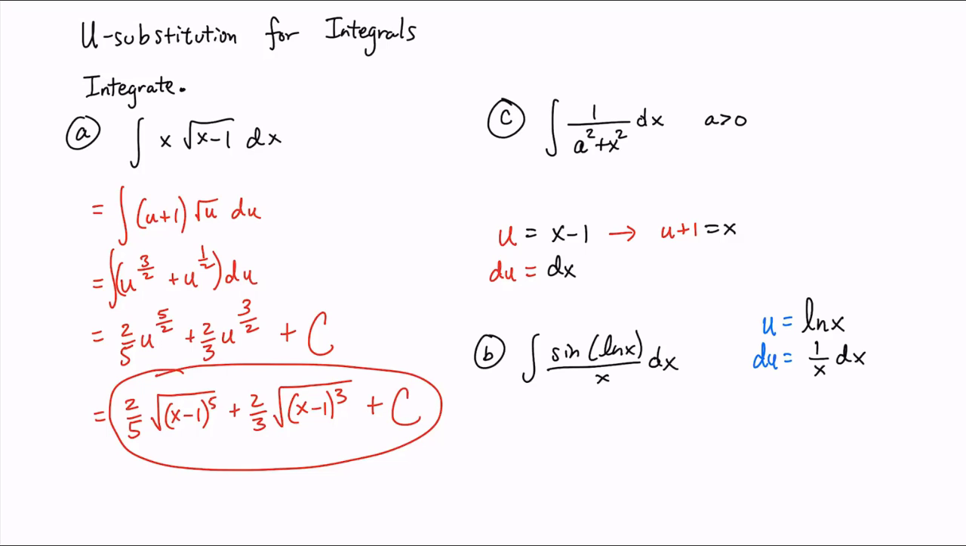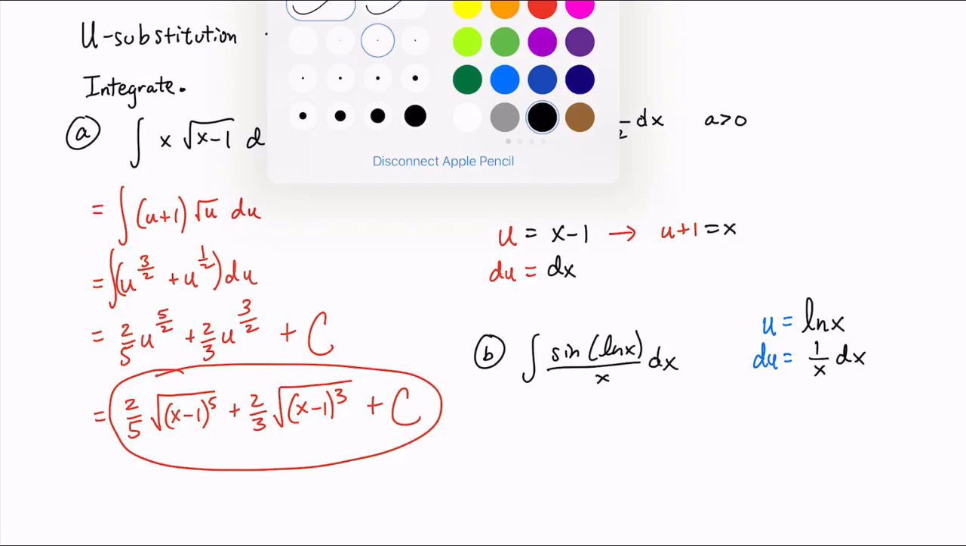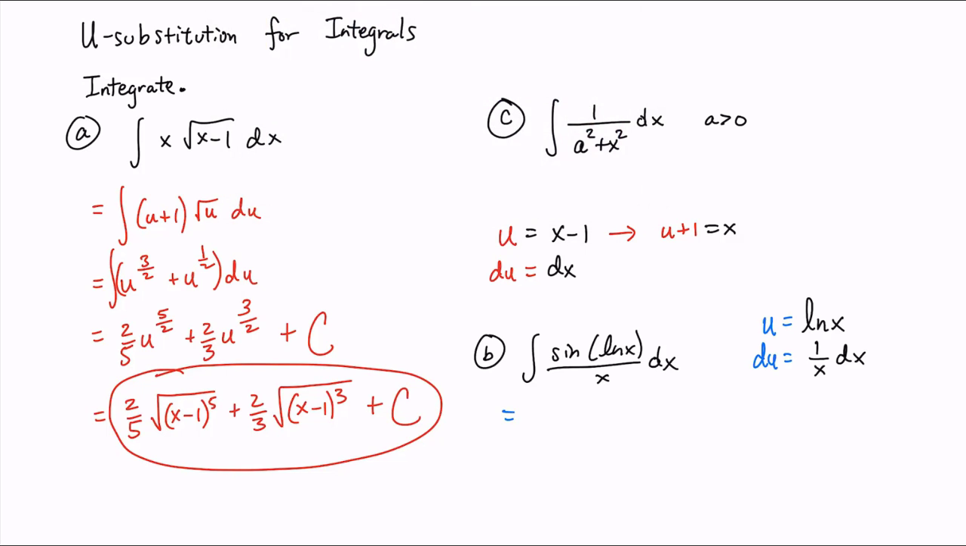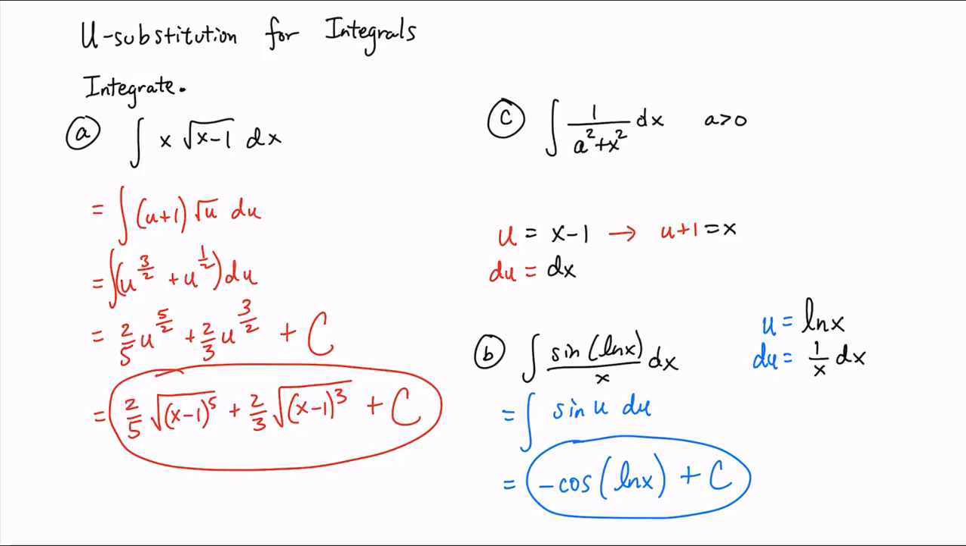Now we're ready to substitute. This is gorgeous. So this is now the integral of sine of u du. And of course you know how to integrate that: negative cosine of u plus a constant. But what's u? Simply ln of x. So negative cosine of ln x plus an arbitrary constant. So there you have your family of antiderivatives. Nice. One last example here.